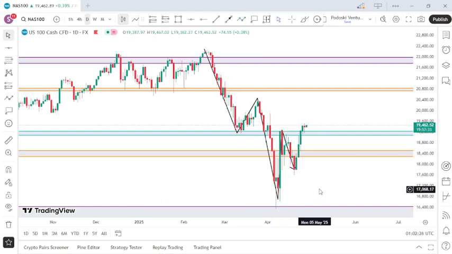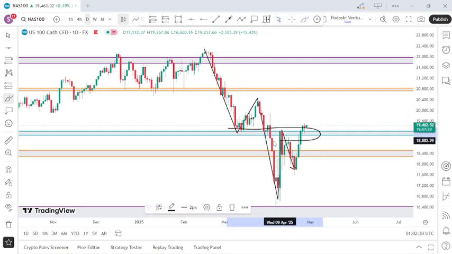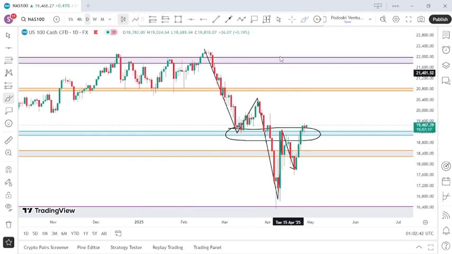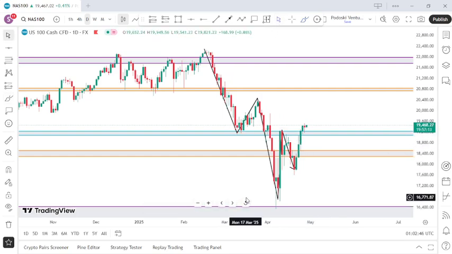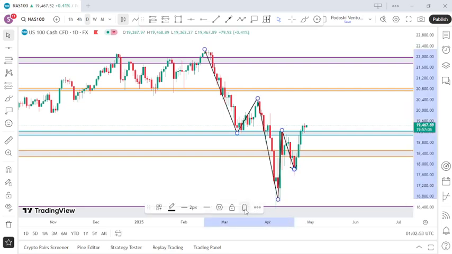If price was able to break out of the lower high, then you'll be looking for buying opportunities all the way to the upside. And if you watch closely, a couple of candles here have broken that zone. So that is why we are going to be looking for buying opportunities on NAS 100 all the way to the upside.